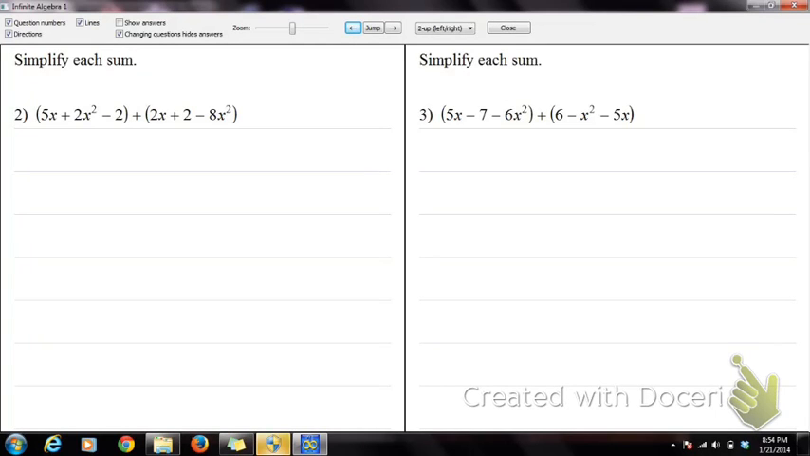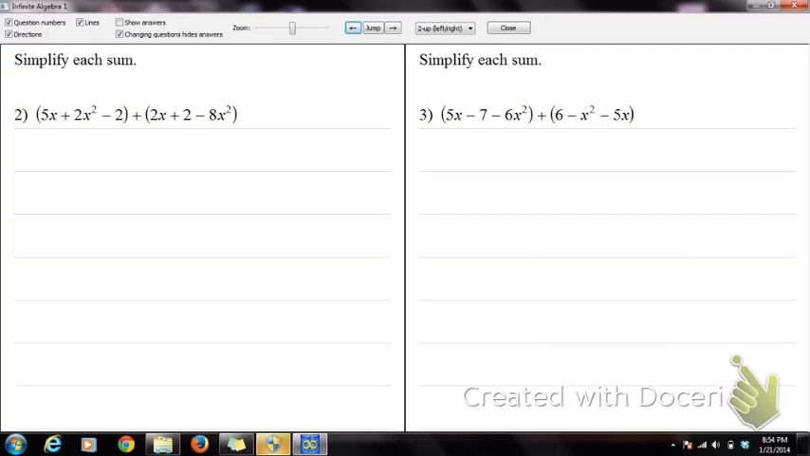Today we are looking at adding and subtracting polynomials. It's a lot like combining like terms, but we have many different terms within the parentheses. To be a like term, they must have the same exact letter and the same exact exponent. For instance, 5x and 2x in the first example would be like terms, but 5x and 2x squared would not be like terms because they have different exponents.